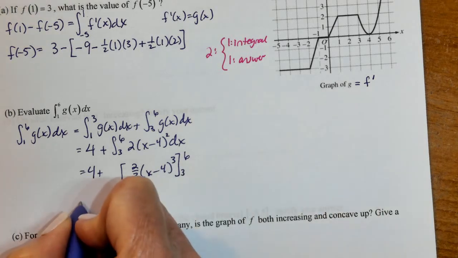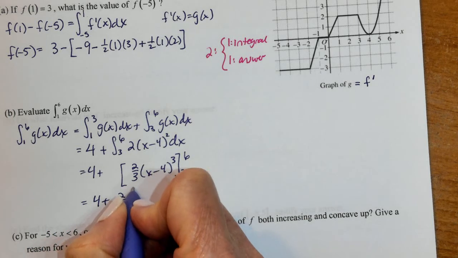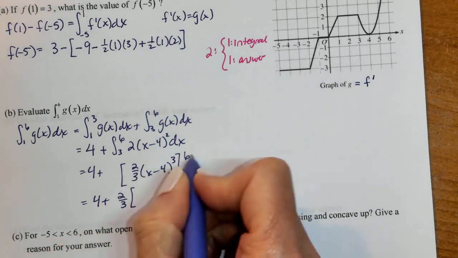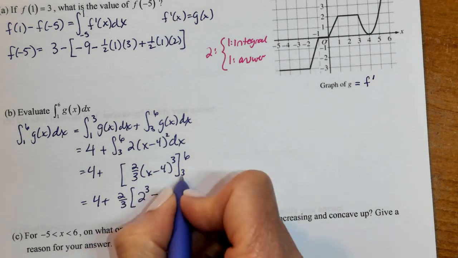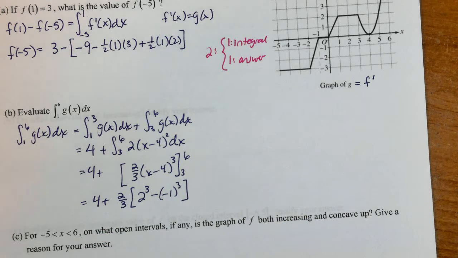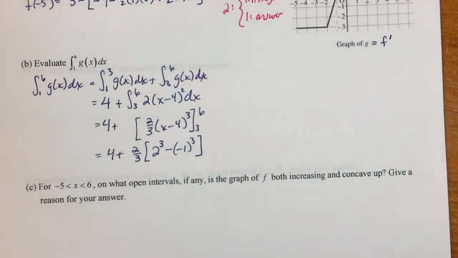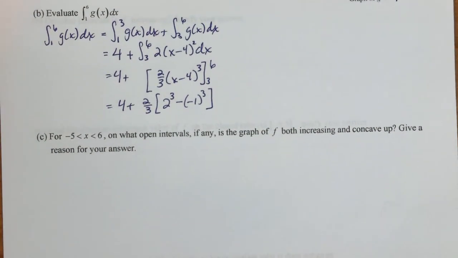That 2/3 can come out. Put 6 in for x, I'd have 2 cubed. Put 3 in for x, I'd have a negative 1 cubed. And that's a safe stop spot right there. I always encourage you to safe stop when you can safe stop. Why risk making an addition or multiplication error?